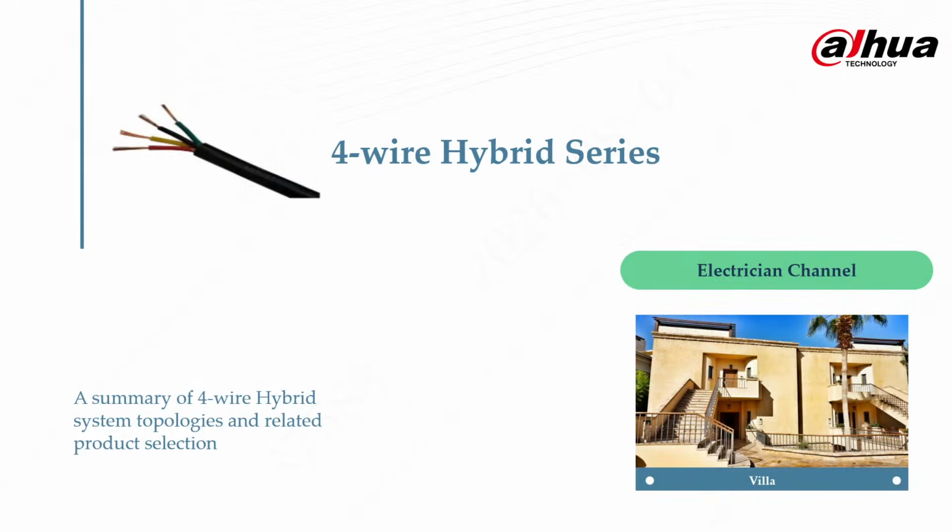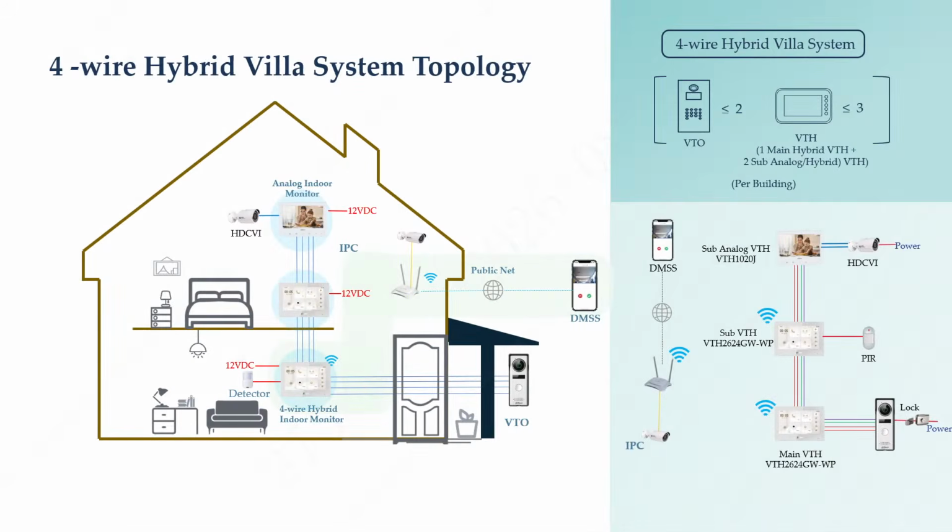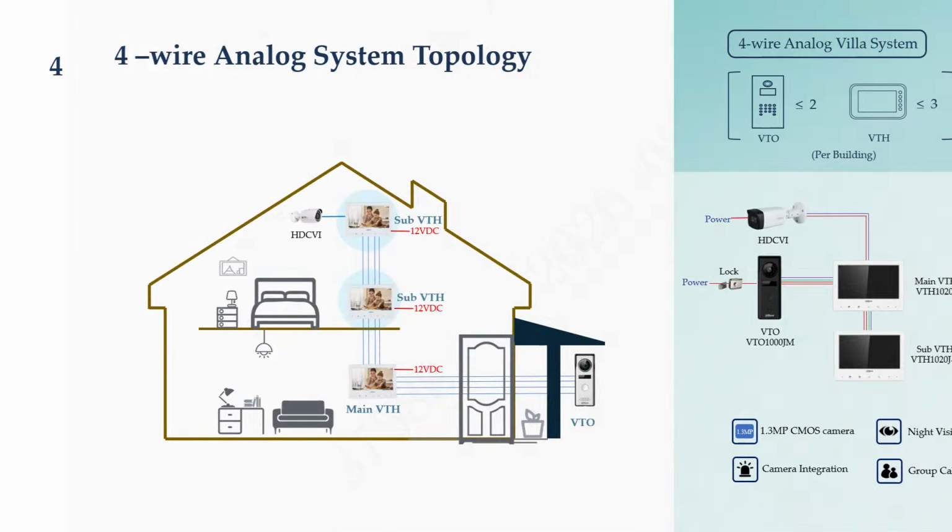Okay, let's go on to the four-wire hybrid series. Basically, the idea is the same as the two-wire hybrid. It's working, let's say, based on the same principles, but the interface is four-wired. The VTH is connected to the internet also, and we also have this solution in apartments. So four-wire hybrid is also available in apartment solutions.